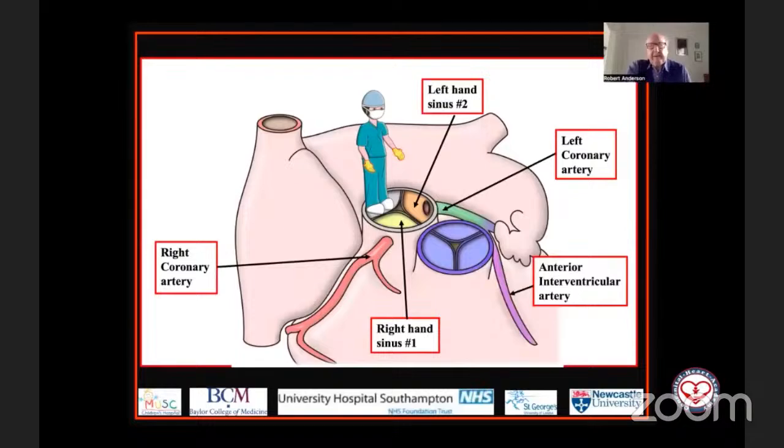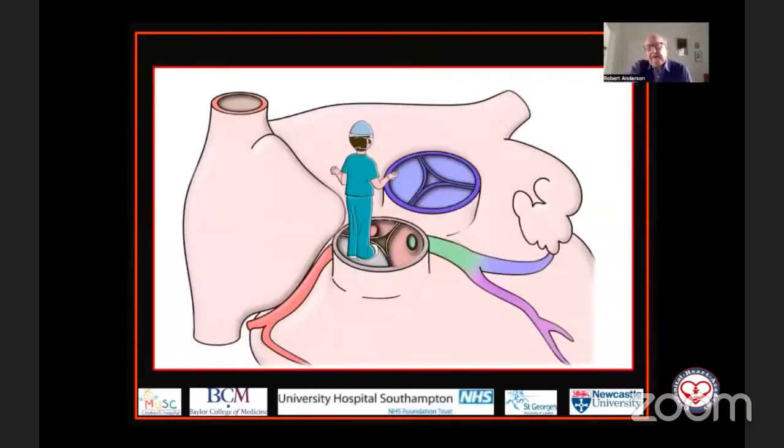So what is the situation in transposition? Well, in two-thirds of cases, you have the situation as we see here. Now, of course, the aortic root is anterior relative to the pulmonary root in almost all instances. So we are seeing the back of our surgeon who is looking towards the pulmonary root. Still, however, one of the adjacent sinuses of the aortic root is to the right hand of the surgeon. And we still call that sinus number 1.